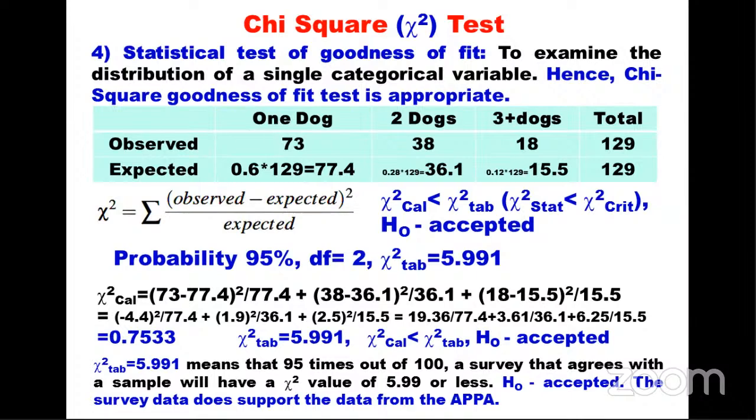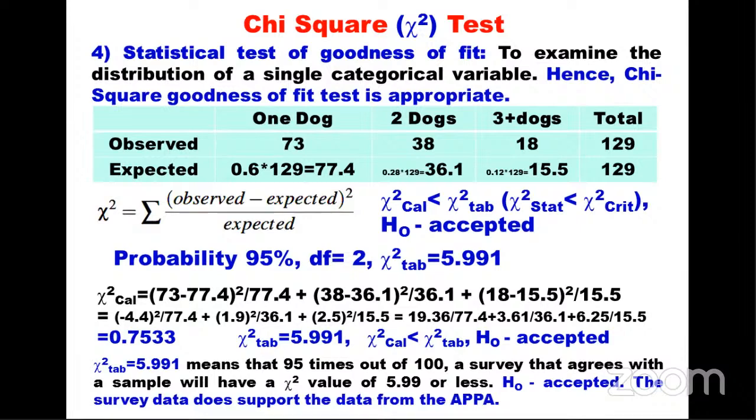Now, what is expected? They expected that 60% one dog. So 60 into total 129 divided by 100, that comes to 77.4. So expected is 77.4. Similarly, for two dog, expected is 36.1. For three and more, expected is 15.5. And that total sum is 129. If percentage sum we take, it will be 100. But from percentage we calculated for 129.